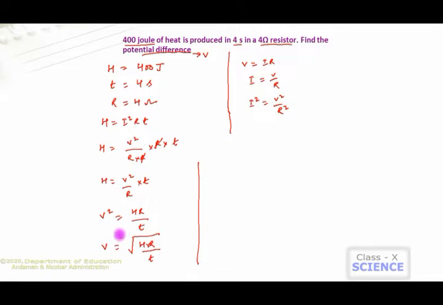Now you substitute the values. We have all the values, so V will be root of H, which is 400, multiplied by resistance, which is 4 ohm, and the time is 4 seconds. So here 4 gets cancelled. V is equal to root of 400, and you should know that the square root of 400 is 20. So V is equal to 20 volt.